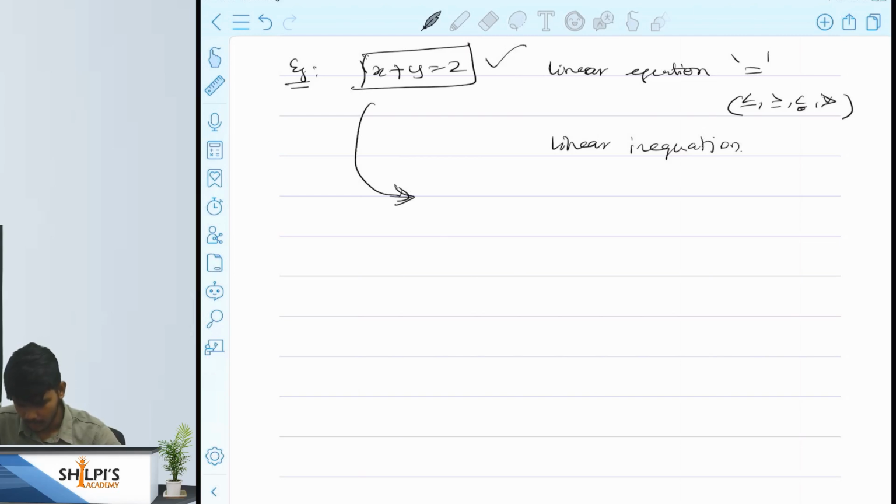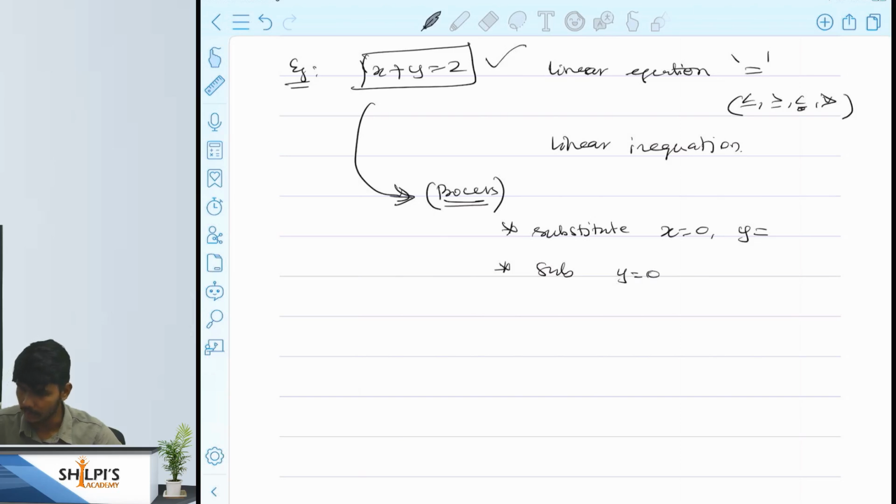You guessed somewhat correct. If you want to graph a linear equation, there are simply two steps. Substitute x equal to 0 and get the value of y. Similarly, substitute y equal to 0 and get the value of x.